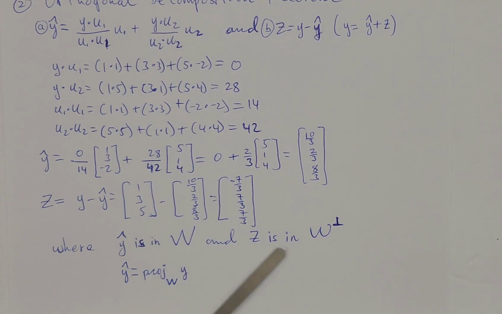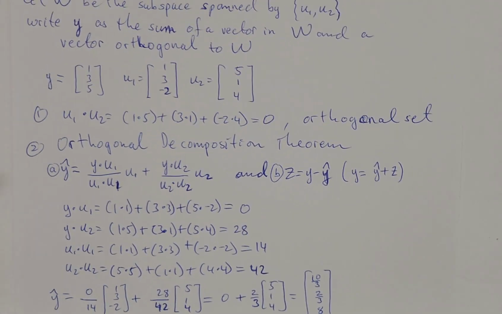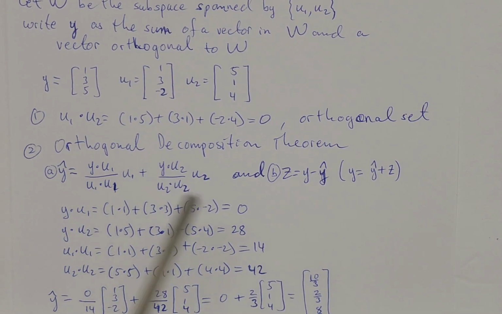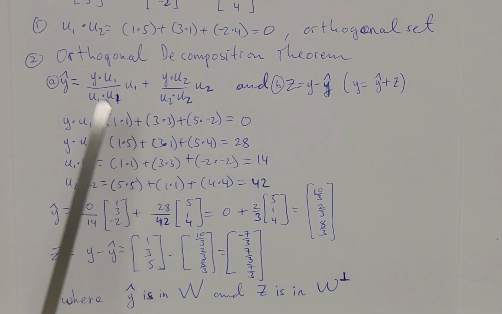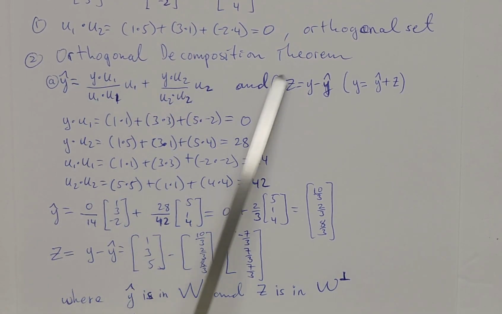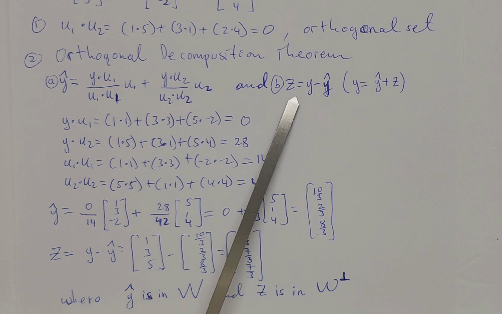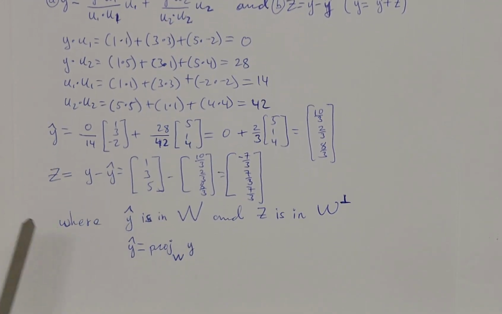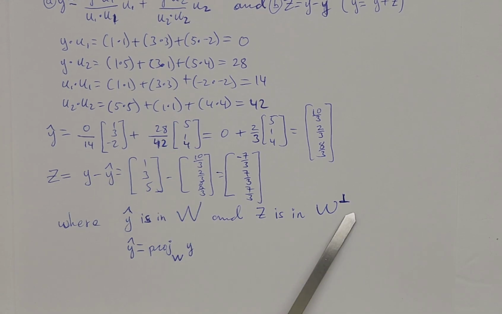Okay, and Z is in W perpendicular. So one more time, we need to make sure that it is orthogonal, so make sure that it is 0. When it comes to the orthogonal decomposition theorem, make sure you do the first part and the second part. Okay, and then Y hat is in W. We can rewrite it in this format: Y hat equals projection W of Y, and then Z is in W perpendicular.